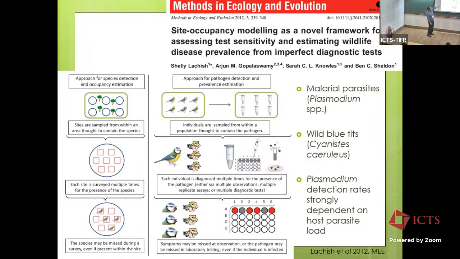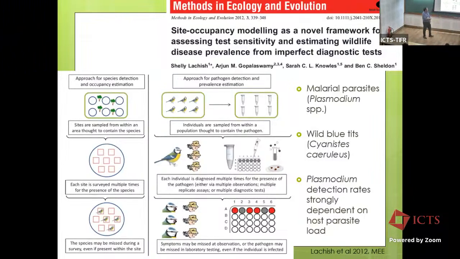So you have two things here. You have your host, which is wild blue tits, and you have a parasite, which is your malarial parasite, some Plasmodium species. The interest was to look at, firstly, they did an occupancy survey to look at the distribution of the host, the blue tits. And then after that, to look at the detection of this parasite in the host.